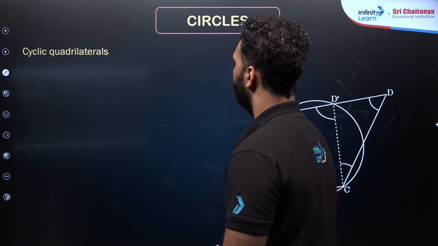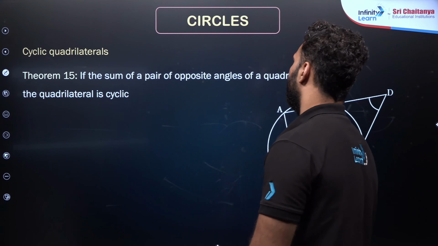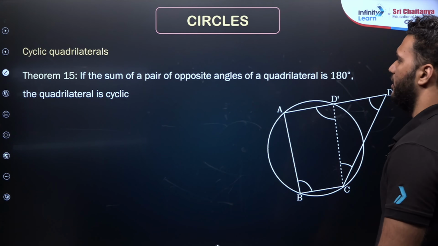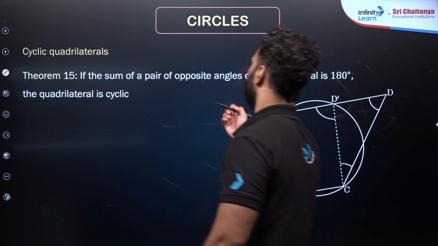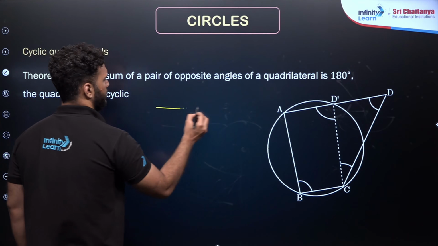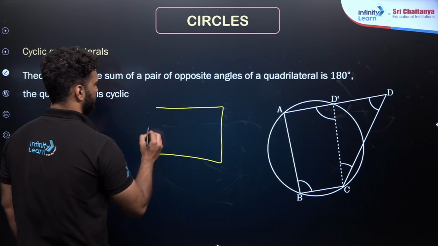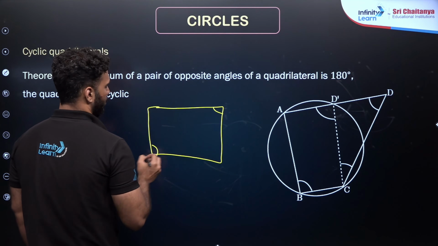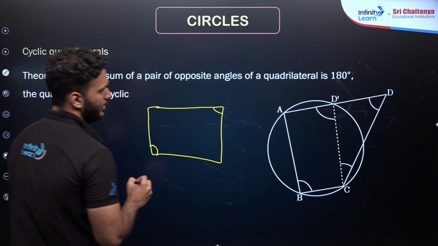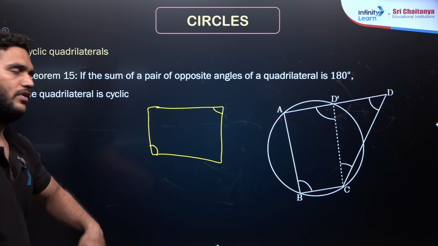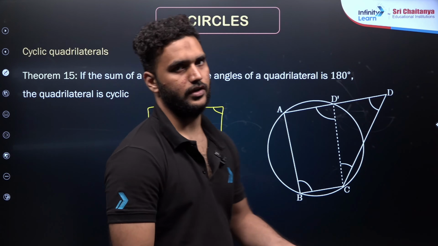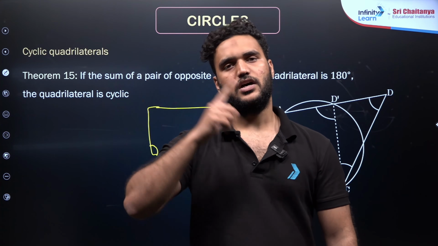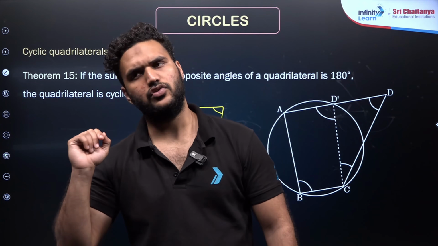Now next, if the sum of a pair of opposite angles of a quadrilateral is 180, the quadrilateral is cyclic. Easy. I have a quadrilateral with this angle and this angle, and the sum of these two angles is 180. Then it will be a cyclic quadrilateral. For a cyclic quadrilateral, what is the condition? The sum of the opposite angles should be equal to 180.